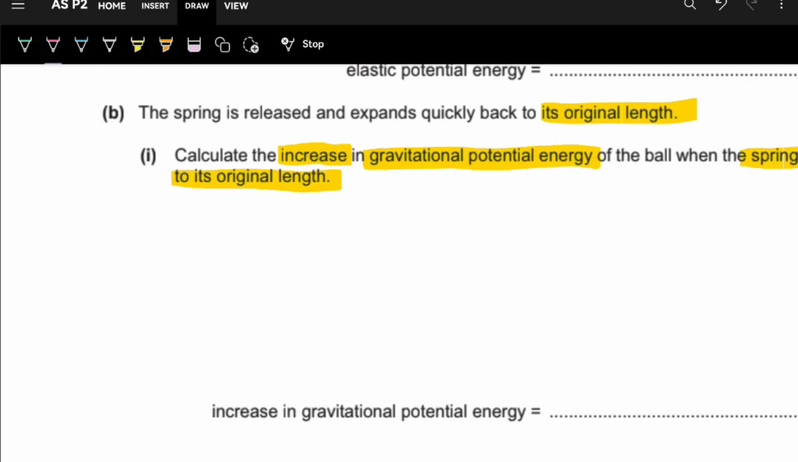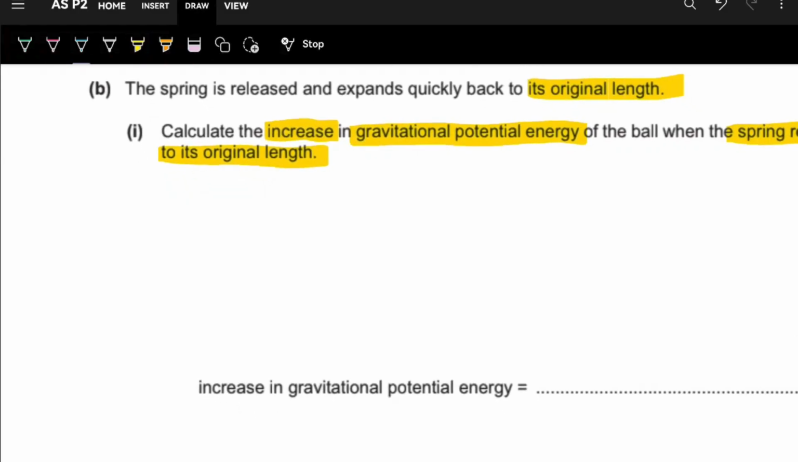Okay, so they're finding gravitational potential energy. So we know the increase in gravitational potential energy. You can write EP also if you want, but I am just used to writing gravitational potential energy. But EP is also fine. mgh. Change in height because we're finding the increase in gravitational potential energy, right?